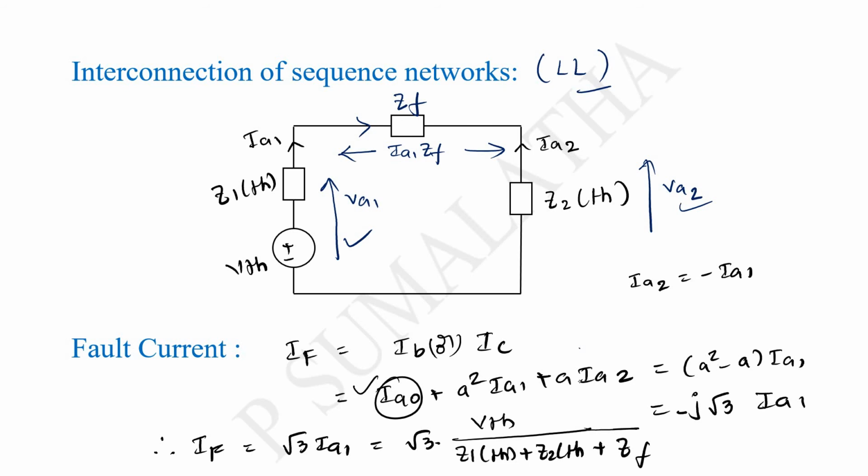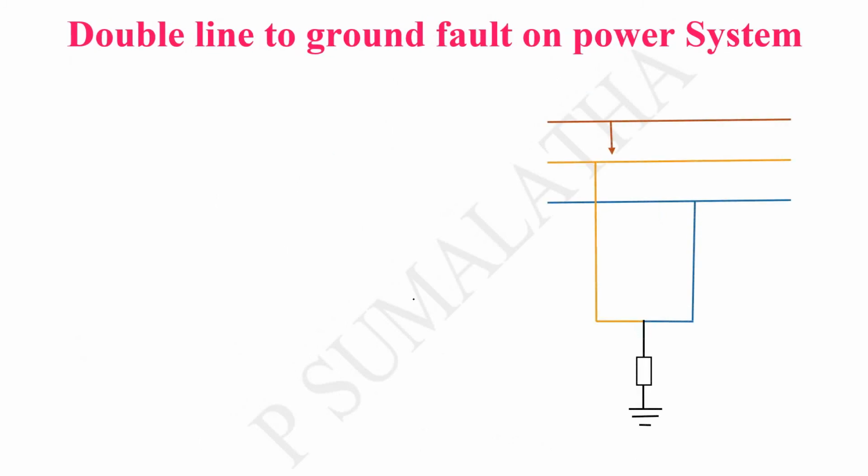Now the last derivation, that is a double line to ground fault on a power system. Here also the current IA is equal to 0. We are considering a fault with respect to phases B and C, and line to ground fault. So the IB current and IC current will be coming like this, and these two will add and flow in the fault line. That is IB plus IC, which is equal to the fault current, flowing through the ZF value.